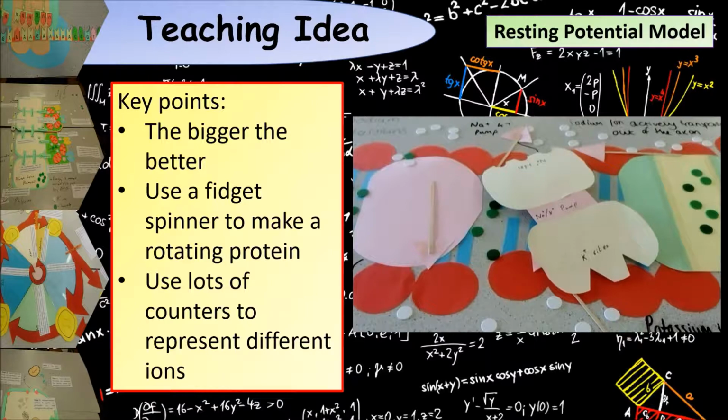As there's a protein or proton pump, you want a rotating protein in the middle. One good way to do this is to get a fidget spinner that you might well have confiscated, and stick it to the bottom of your protein so it spins round by itself. Use lots of different tiddlywinks to represent the different ions that are moving through.